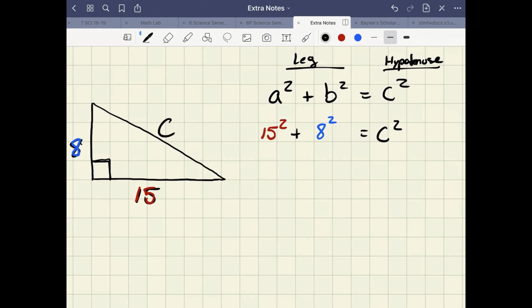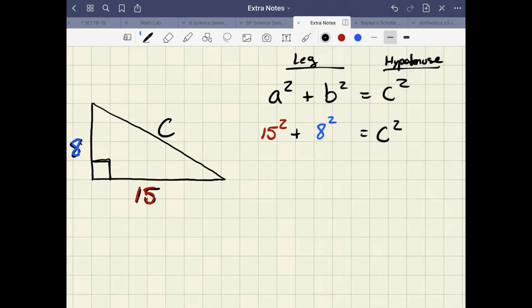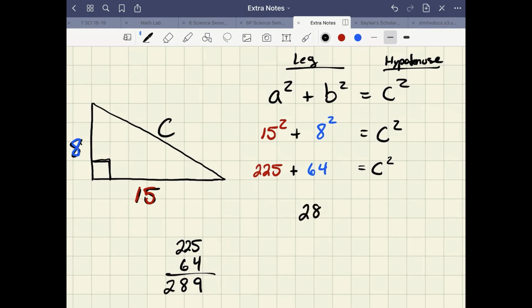15 squared, okay, you should know this. 15 times 15 is 225, plus 8 times 8 is 64, equals c squared. Now I have to add them together. Okay, so you should try doing some of this on paper if you can. 225 and 64 is 289, so 289 equals c squared.